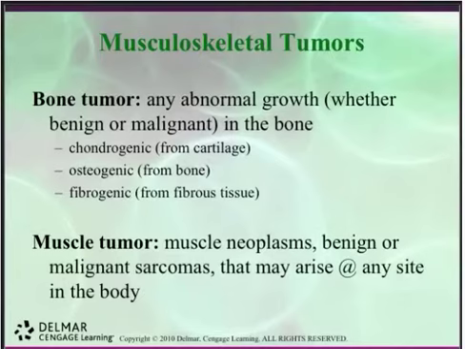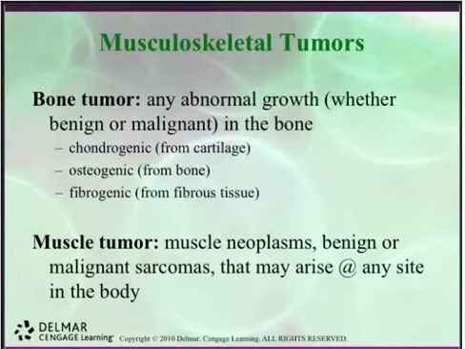This is any abnormal growth, whether benign or malignant, in the bone. If they're chondrogenic, they originate from cartilage. If they're osteogenic, they originate from bone. And if they're fibrogenic, they originate from fibrous tissue. A muscle tumor is a neoplasm that's a benign or malignant sarcoma that can arise at any site in the body. The most common type of primary bone neoplasm is an osteosarcoma. The most common presenting complaint for bone tumors is pain.